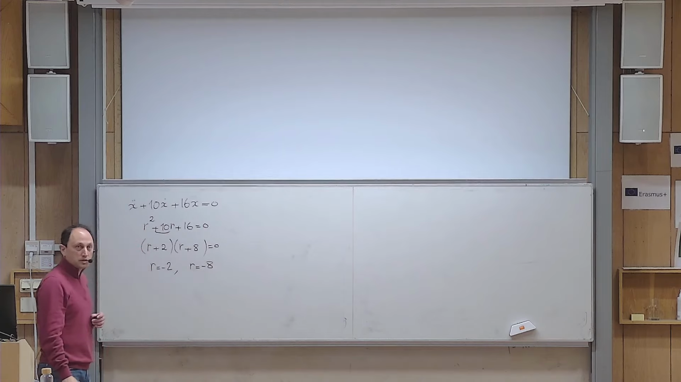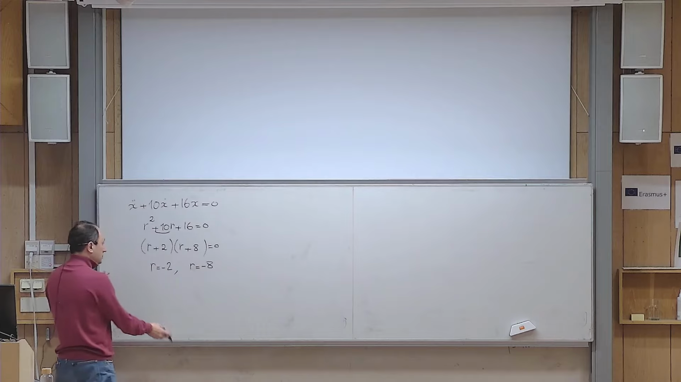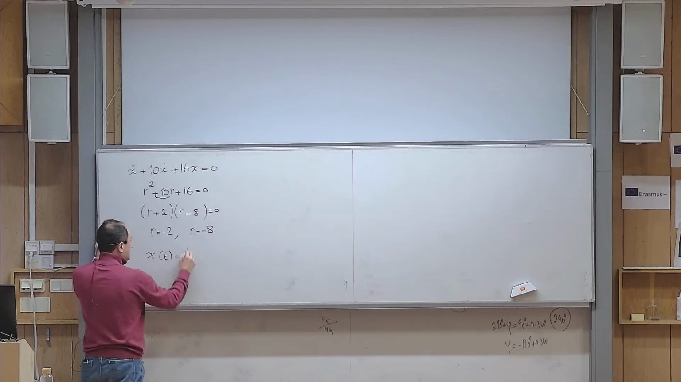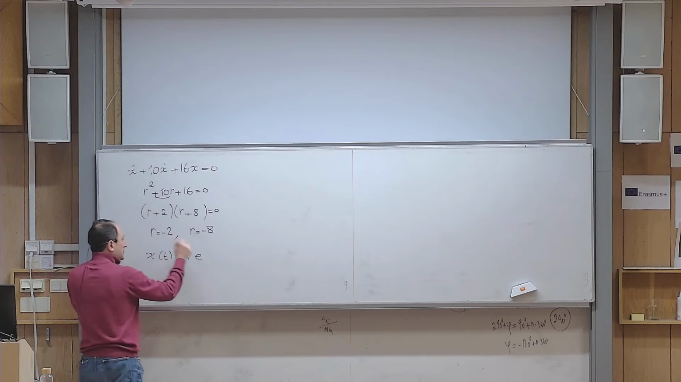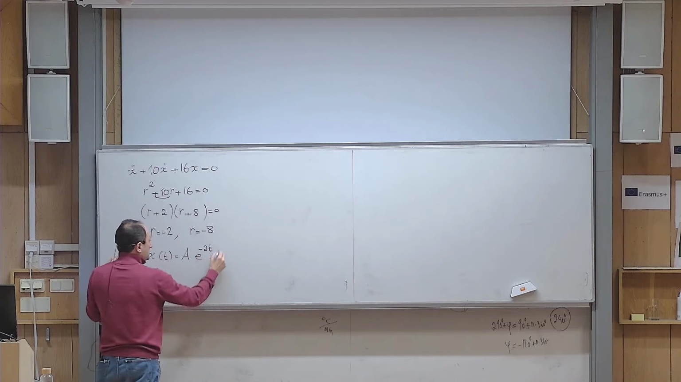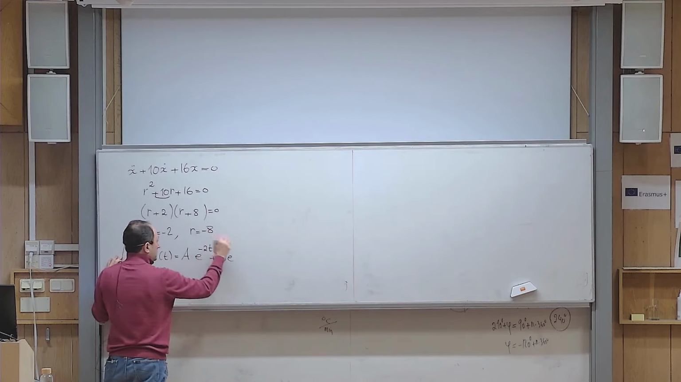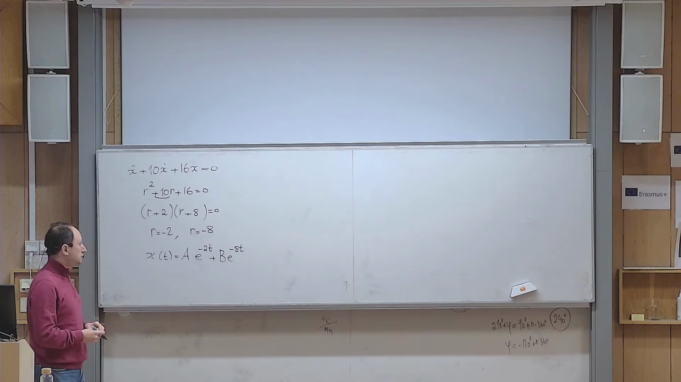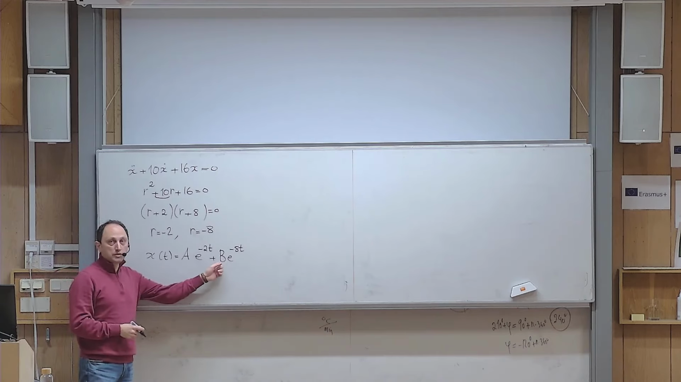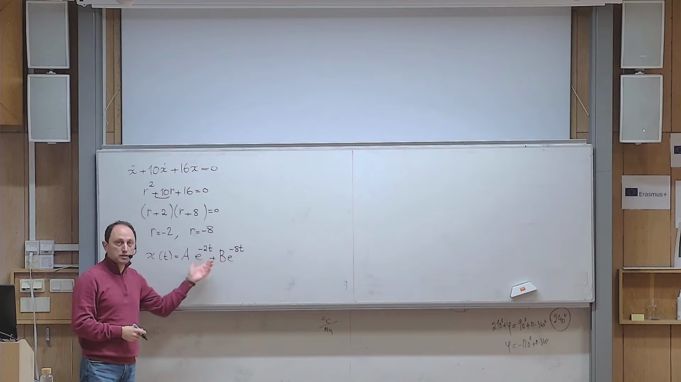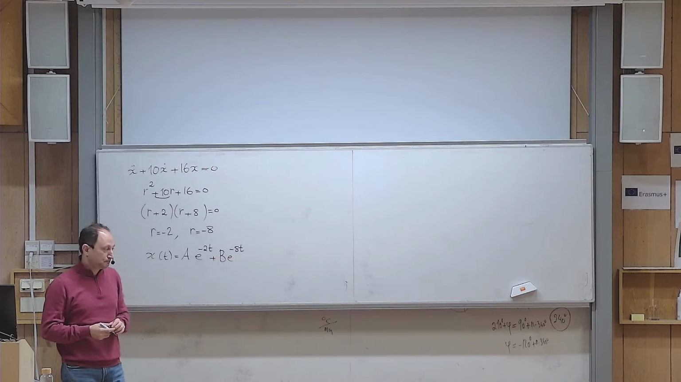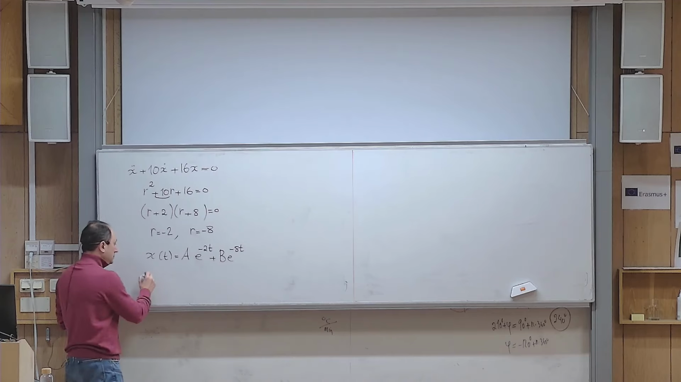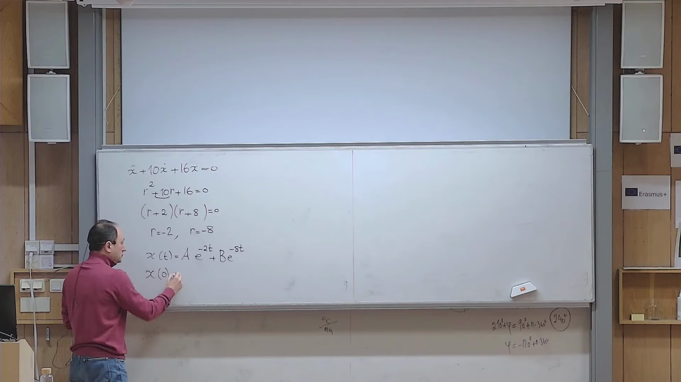Then, of course, I can simply write the general solution of this differential equation as x of t equals a constant a times e to the power of this number times t, plus b times e to the power of this number times t. So that is the general solution of the differential equation. And I have two constants there, so I have to fine-tune them so that this solution matches the conditions of the problem. The problem tells you that initially, x of 0 is 1.